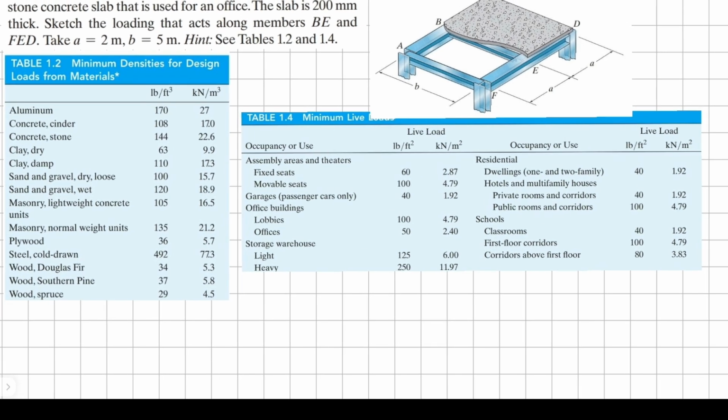To solve this problem, first of all, we need to determine whether it's a one-way or two-way slab system. So let's get our ratio, which is length of the beam divided by span. This comes up to 2.5, which is greater than 2, therefore it's a one-way slab system.